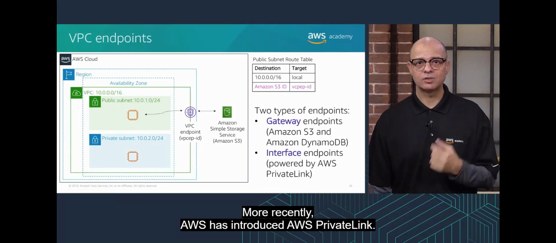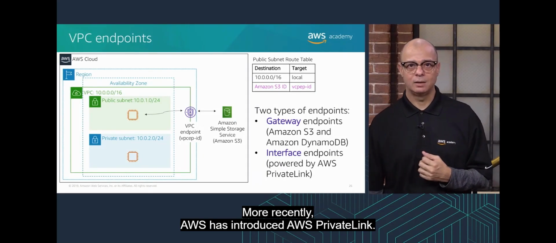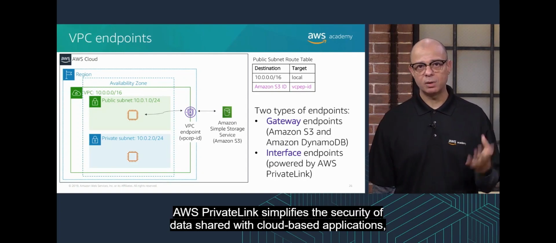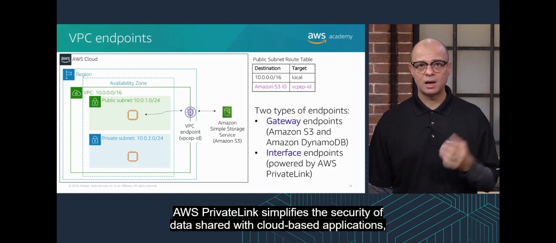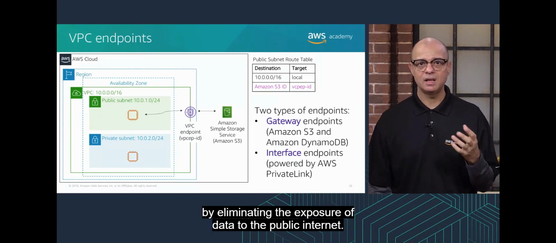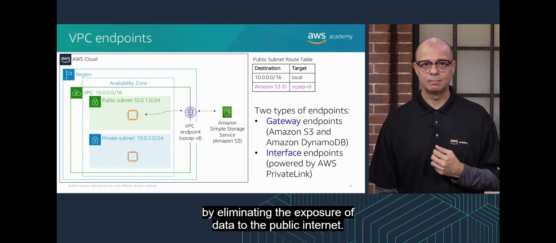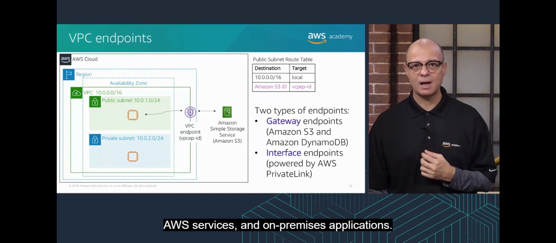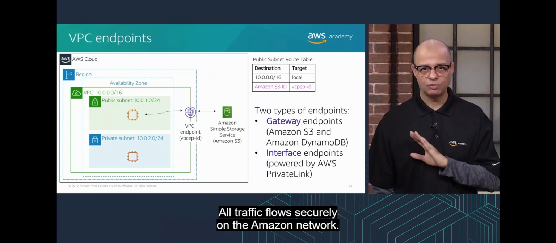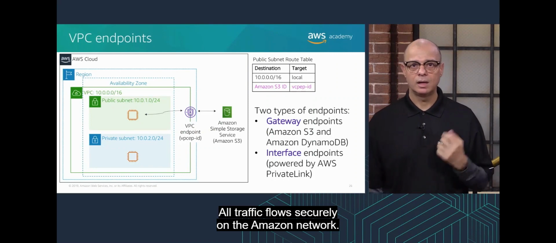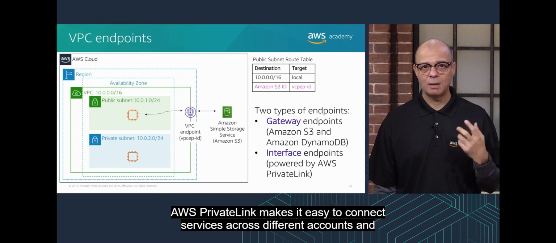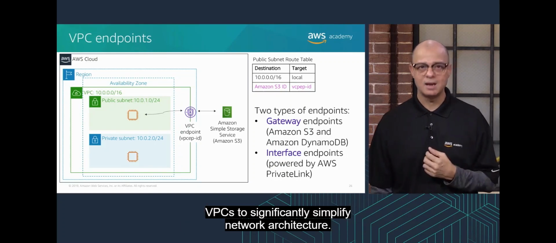More recently, AWS has introduced AWS PrivateLink. It requires a VPC interface endpoint. AWS PrivateLink simplifies the security of data shared with cloud-based applications by eliminating the exposure of data to the public internet. AWS PrivateLink provides private connectivity between VPCs, AWS services, and on-premises applications. All traffic flows securely on the Amazon network. AWS PrivateLink makes it easy to connect services across different accounts and VPCs to significantly simplify network architecture.